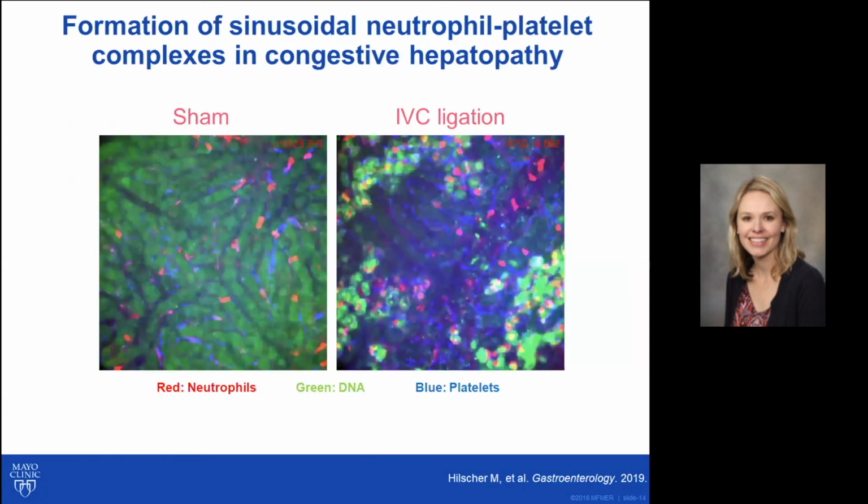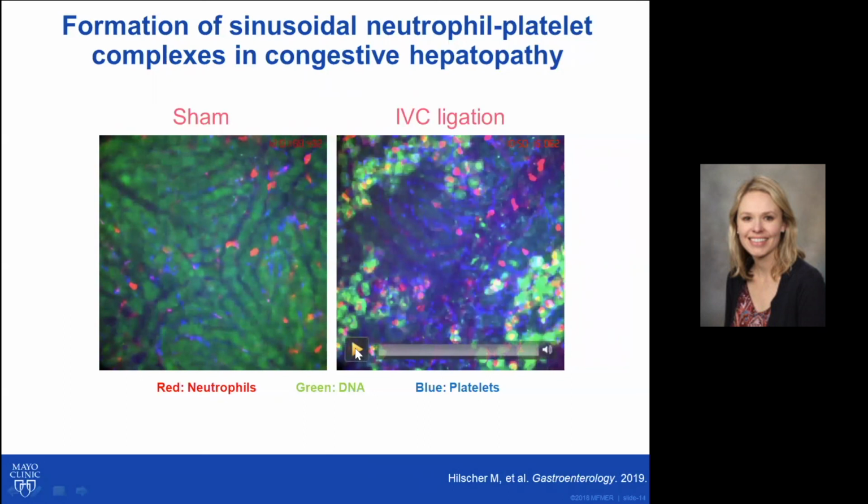To directly examine the role of neutrophils in congestive hepatopathy in vivo, we performed intravital imaging 24 hours after IVC ligation and sham procedures. Neutrophils are labeled with a red conjugated antibody and platelets with a blue conjugated antibody. Sytox green was used to label extracellular DNA. Intravital microscopy of livers 24 hours after sham procedure revealed normal sinusoidal architecture with sparse neutrophils, which traverse through the sinusoids and then rapidly exit via the hepatic vein. Light green in this image reflects hepatocyte autofluorescence.